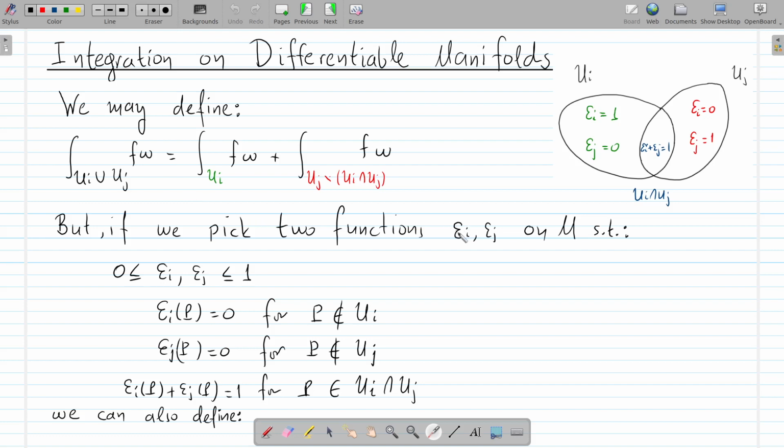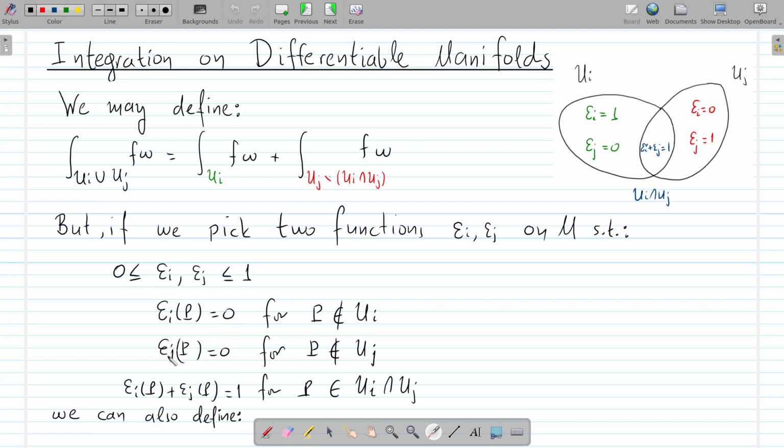So let's pick two functions, epsilon i and epsilon j, which are defined on the whole manifold, not just on the charts, but the index i here connects this function to the chart ui and this function to the chart uj. So this will be made clear in the definition here. First of all, the two functions must be non-negative. So they can be 0, but they cannot take negative values. The function epsilon i is connected with the chart ui in the sense that the support of the function is restricted to ui. So for any point that is not in the set ui, this function epsilon i is equal to 0.